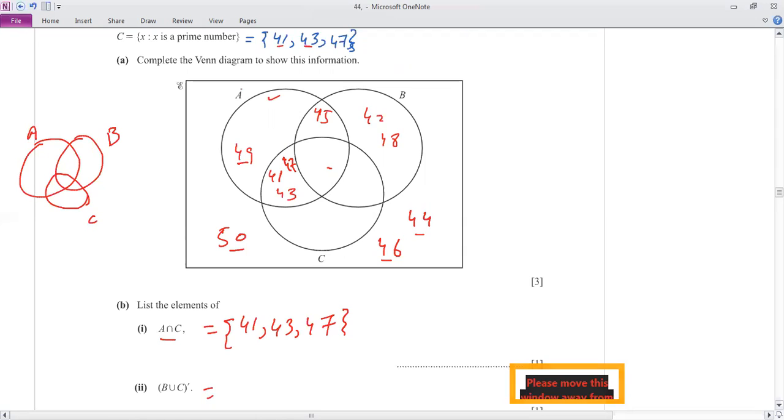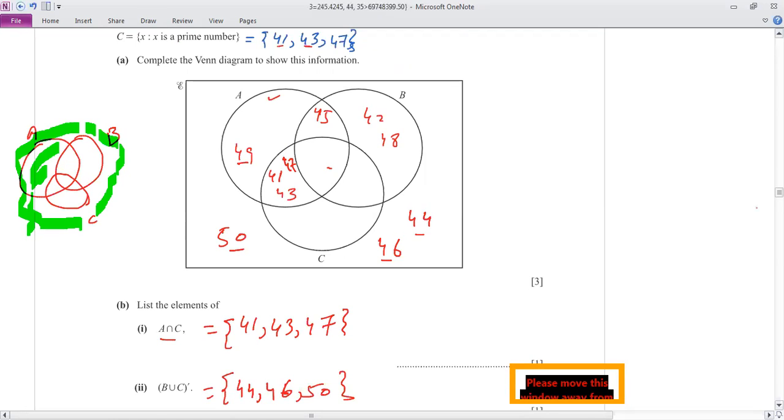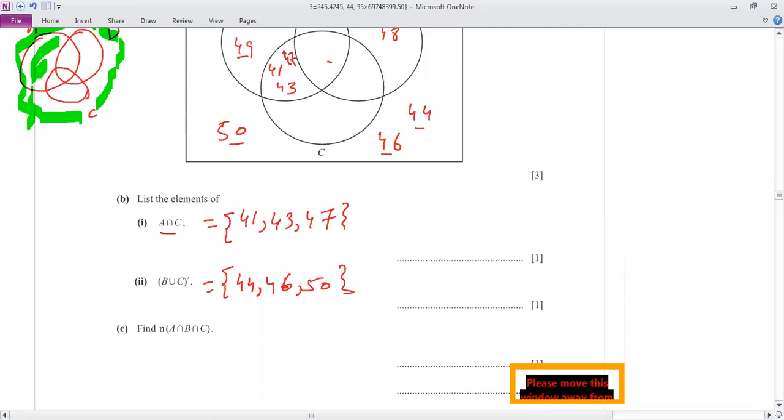So if I shade this region, what will happen? B union C is this region. Outside the B union C is everything outside B and C. So because it is whole complement, the outside elements are 44, 46, and 50. These are the outside elements that we write.